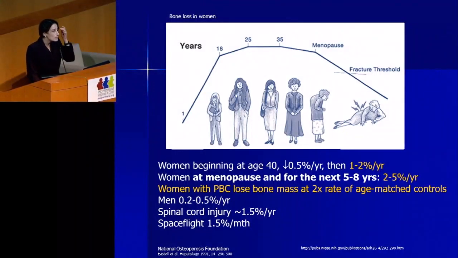Now, what happens with PBC? PBC is in and of itself an increased risk for osteoporosis. And women with PBC basically have the same rate of bone loss even early on as perimenopausal women, which is one of the big risk factors of bone loss. So it's very important to understand that the illness itself will cause it.